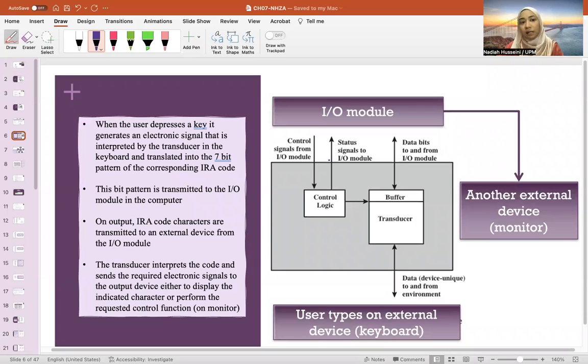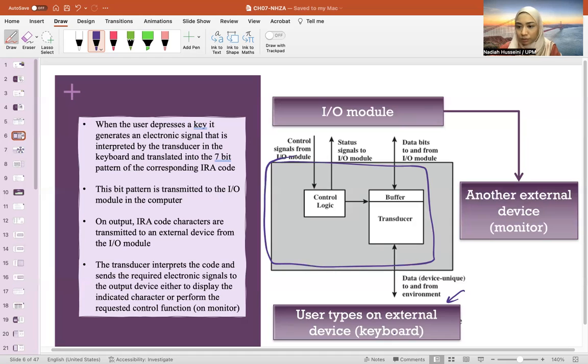You have 3 lines from here: control, status, and data bit. And then we have your I/O module. And then you have your user type of external device over here, such as the keyboard. This is just an example. And then you have another external device connected to the I/O module. Of course, this is also a peripheral device, so you would still have this kind of structure.